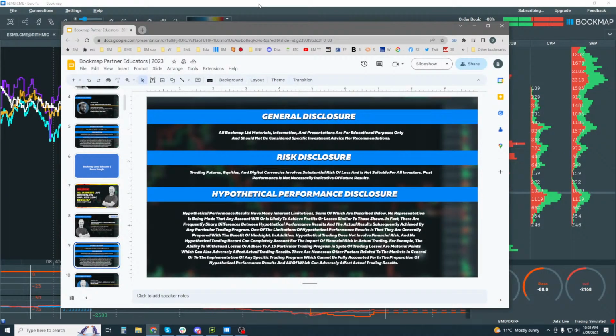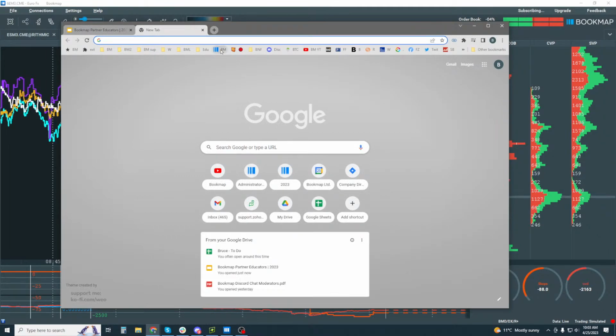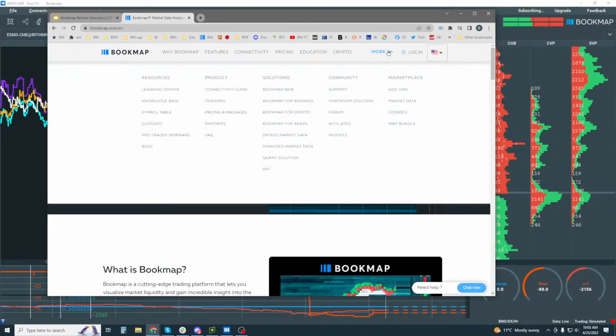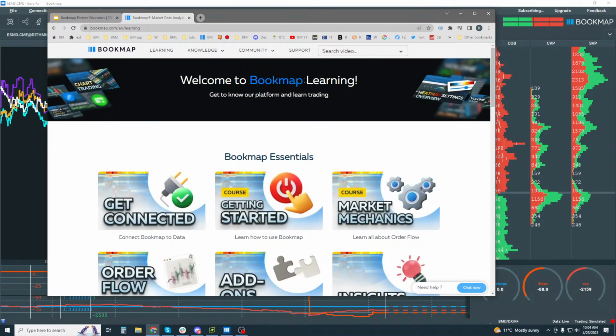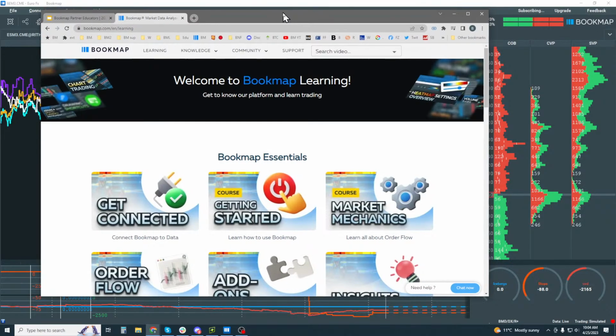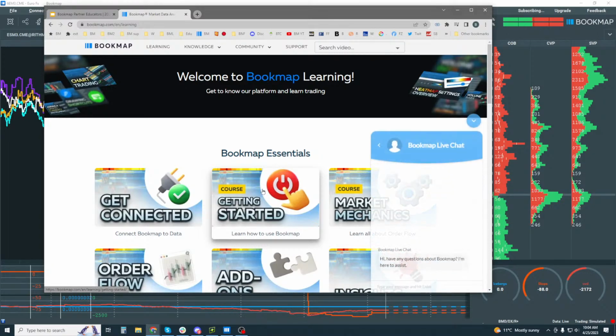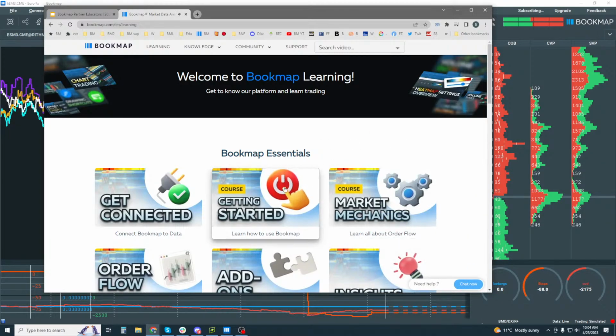All right, so I wanted to show you guys again. I keep hitting on this, but it is important. Go to the More button here, go to our new Learning Center. It's open and available to everybody. We have how to get connected here. There's a new Getting Started course on using Bookmap. Very simple, straightforward, short one or two minute videos, and it goes through all the different elements in Bookmap.